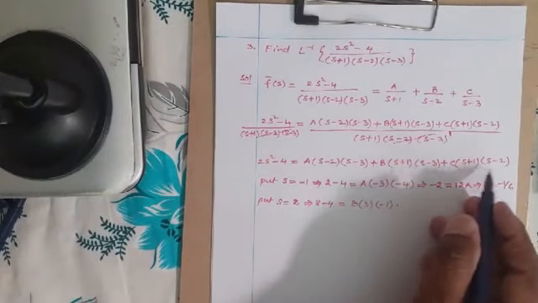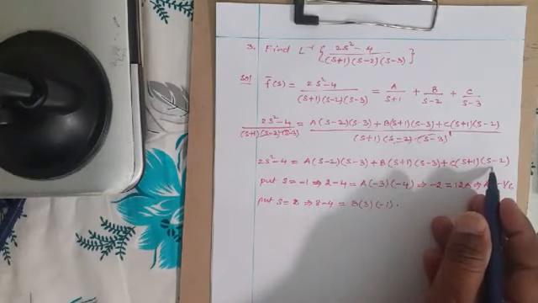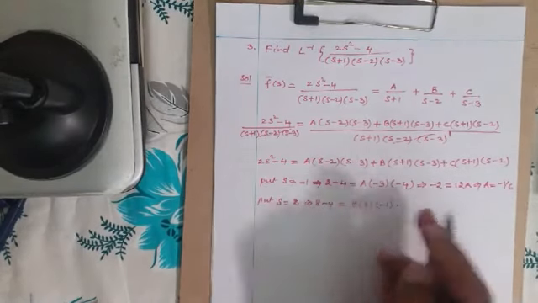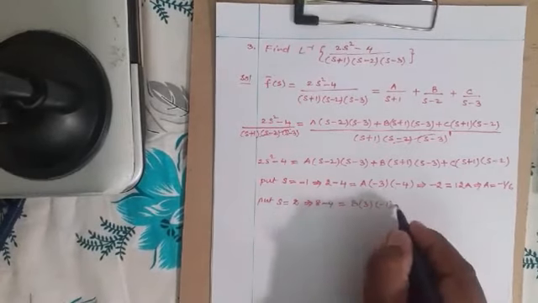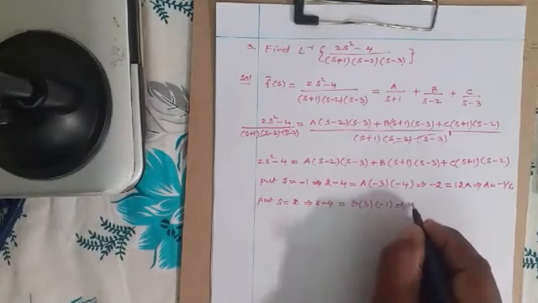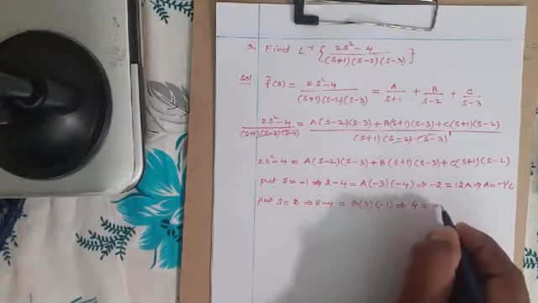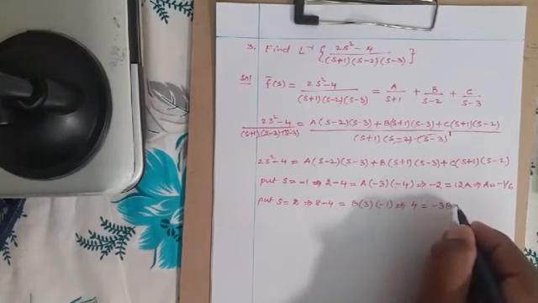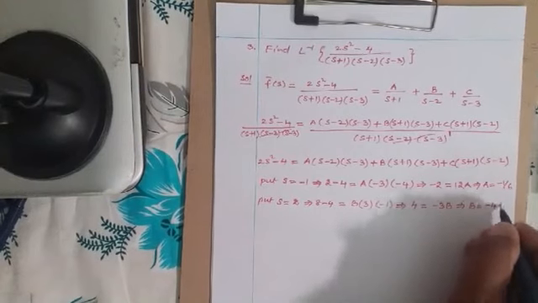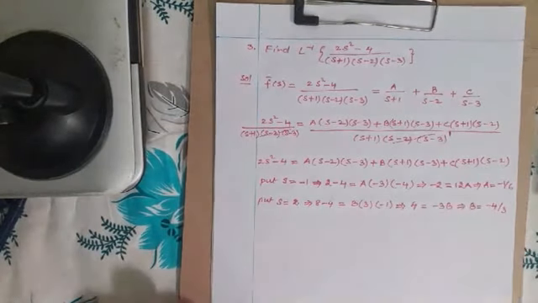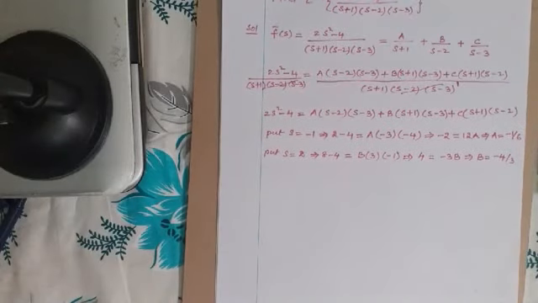Because here in c we have s minus 2, so s minus 2 is 2 minus 2 is 0, so a and c will become 0 when you put s is equal to 2. This implies now 4 is equal to minus 3b, this implies b is equal to minus 4 by 3. So we got a value as well as b value. Now we want c value.